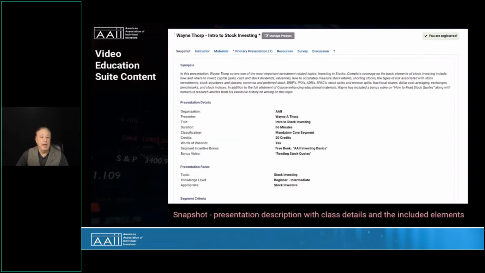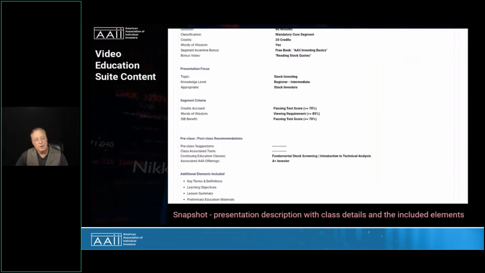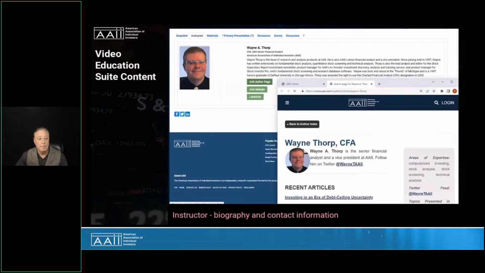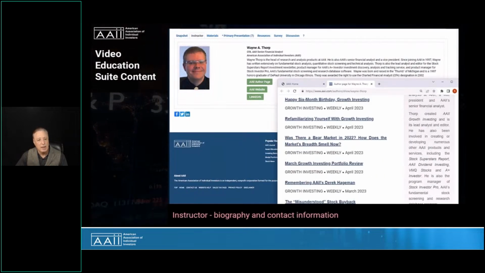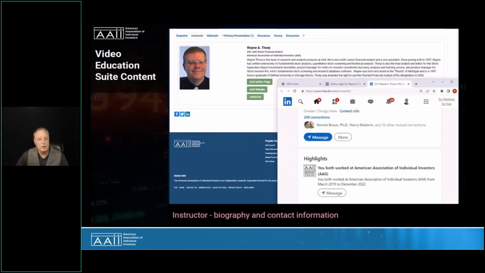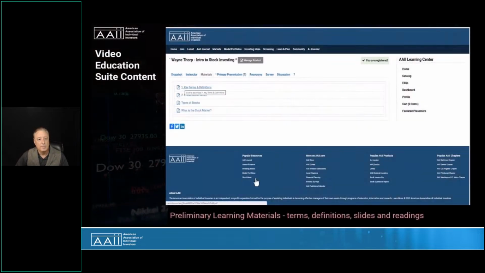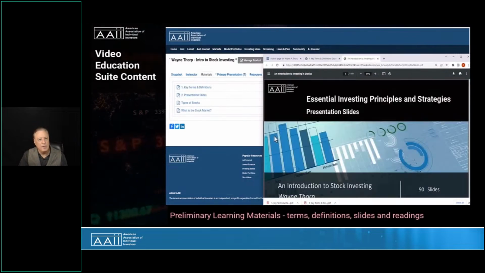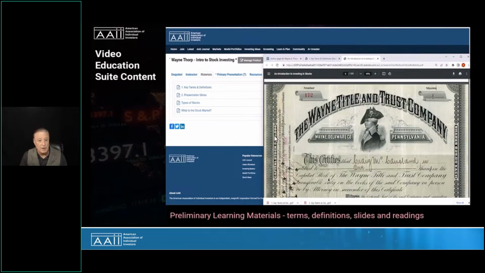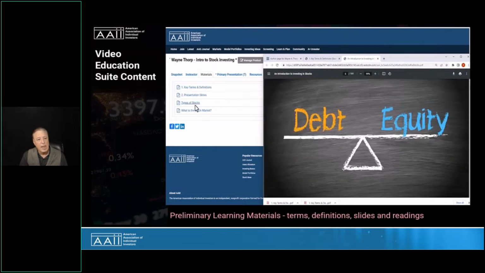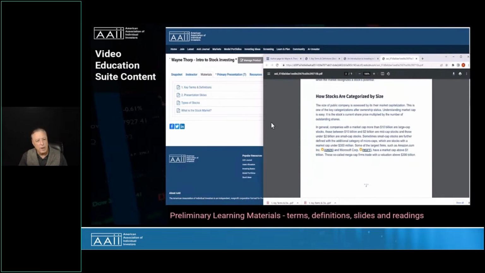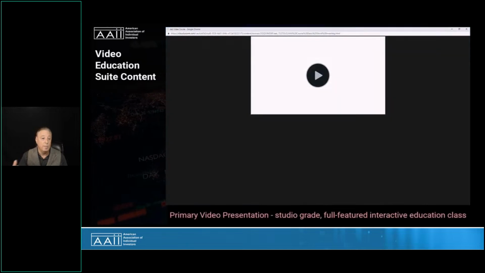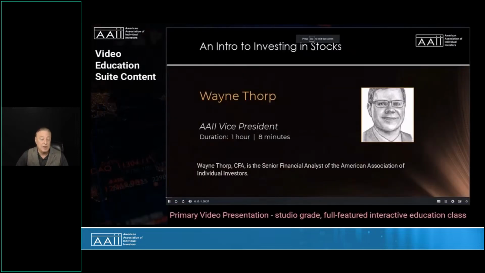We start with a snapshot tab. Each class is the same, gives you some preliminary information, the number of credits, the focus of it. The second tab tells you about the instructors, gives you contact information, shows you some resources and articles by that person. Then we have some preliminary learning documents. We give you keywords and definitions you may want to know before starting the class. We give you all the slides. And we also give you some preliminary learning readings that the instructor recommends that you become familiar with before jumping into the main class. Of course, the main class is a video.